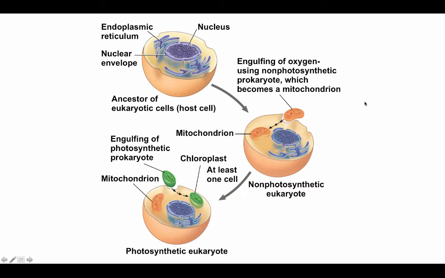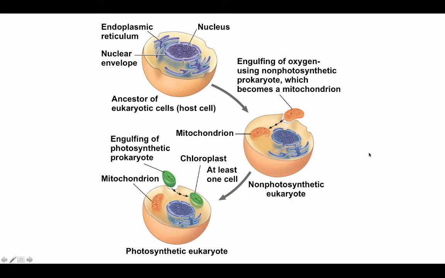So this first endosymbiotic event that led to the origin of mitochondria would have happened in the common ancestor of all eukaryotes. Remember, all eukaryotes have mitochondria. This second endosymbiotic event that involved the engulfing of a photosynthetic prokaryote would have happened in the common ancestor of green algae and green plants.